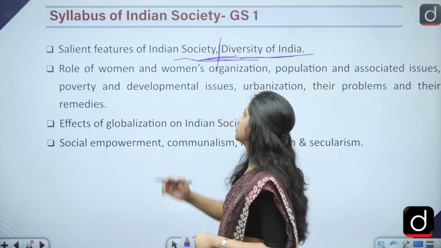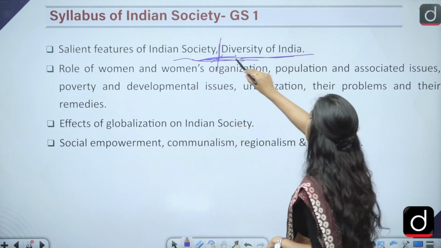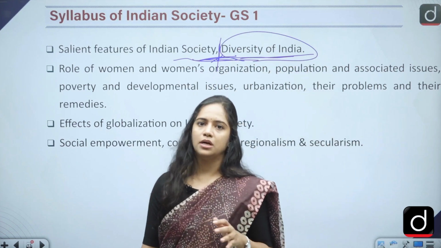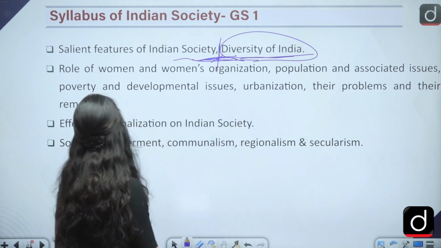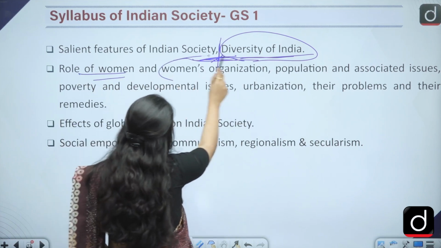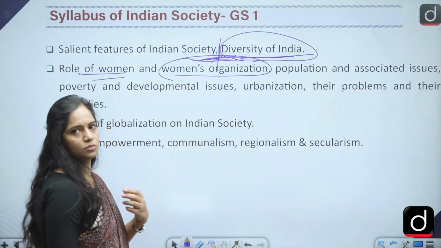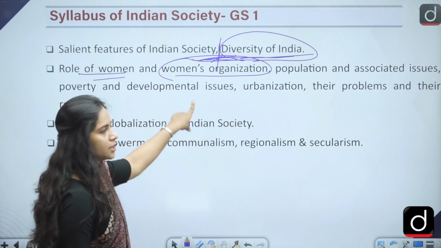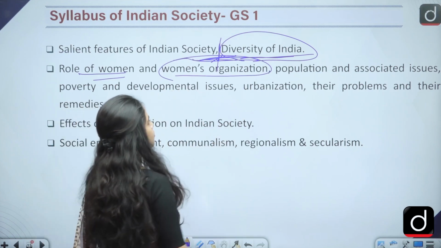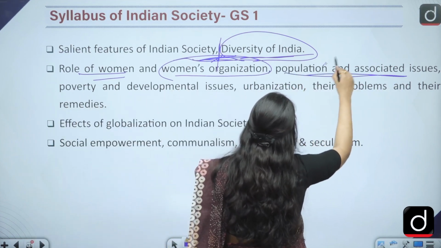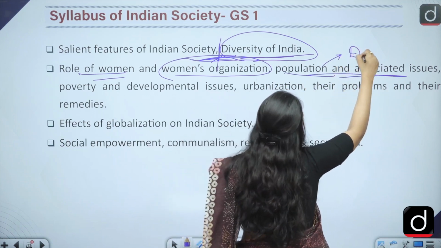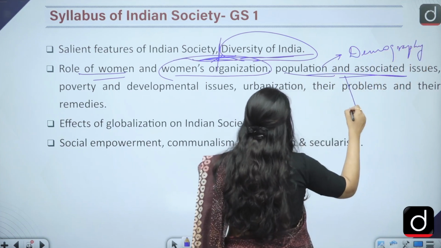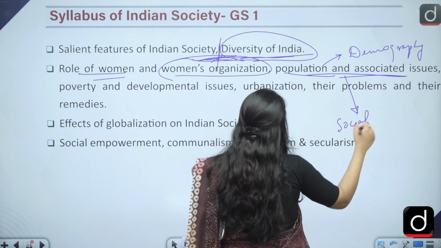So the syllabus speaks of salient features of Indian society. Then there is diversity of India. You need to understand what are the markers of diversity and break it down into the micro topics that you need to study. Then role of women and women's organization. See, these are two different things. Do not assume just women movement and condition of women in India. There are women organizations also you need to study. Population and associated issues. This would be there as part of demography, and you can see a part of it overlapping with your social geography also, or human geography.